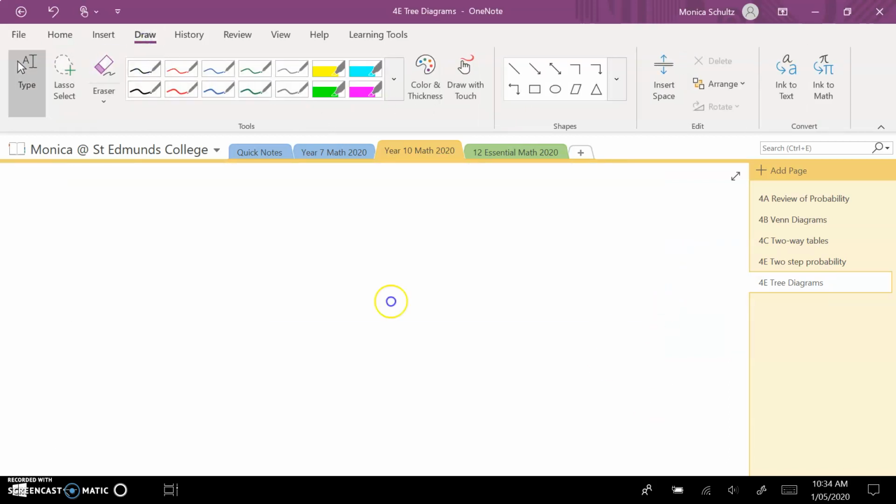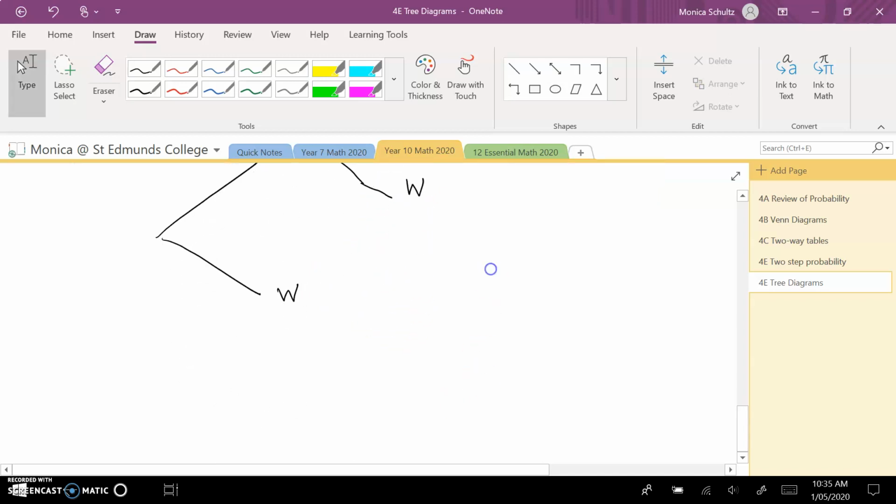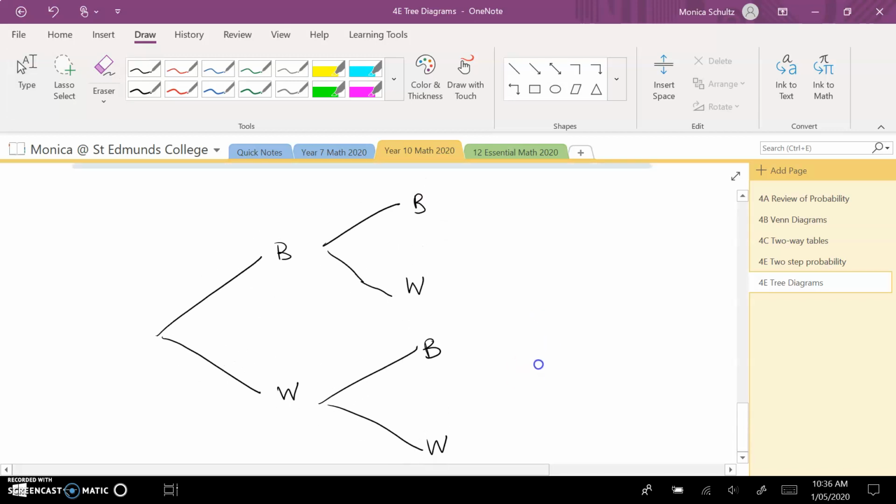If I turn on my little drawer, then we've got your first draw. You can choose a blue marble or a white marble. Your second draw, you choose a blue marble or a white marble. Wow, this is badly drawn today. Okay, so now we have our tree diagram drawn out for us, so we want to add the probabilities.